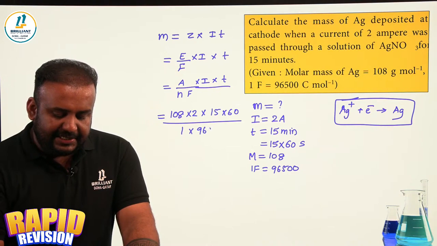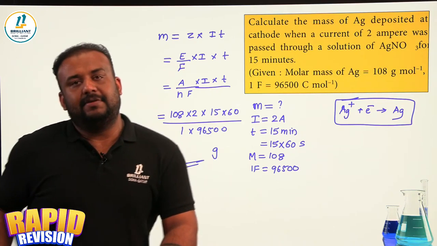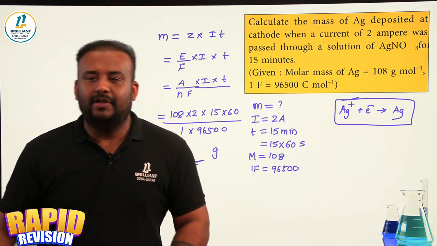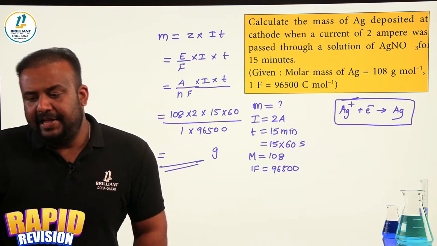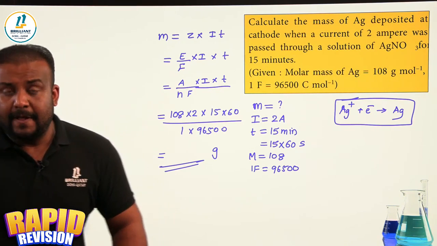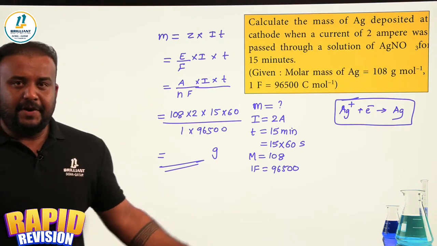Into F, which is 96,500. Whatever answer you get here will be in grams, because the molecular weight is taken in gram per mole, right? Mass deposited is Z I T. Yes, that equation, Faraday's first law. All of you understood that? Have you understood the method?